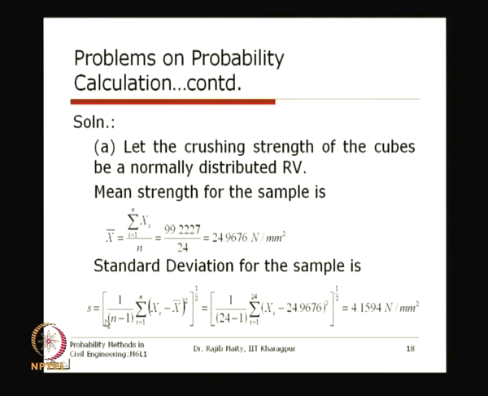The second one is the standard deviation, the sample estimate, which is the square root of 1 by n minus 1 times the summation of x i minus x bar square from i equals 1 to n, here n equals 24. Using this we get the standard deviation equal to 4.1594. So, we got these two values.